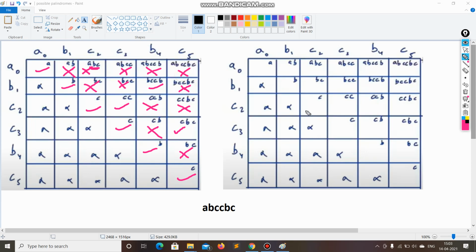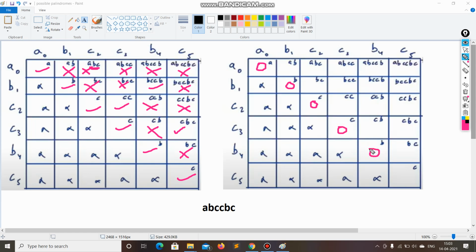Now getting into the right side one. Now tell me, how many cuts are required for A to make it a palindrome? 0. So you do not get anything here. For B also, there is no need of cutting here to make it a palindrome, because B itself is a palindrome, as you can see here in the left side 2D matrix. As C is a palindrome, there is no need of cuts.